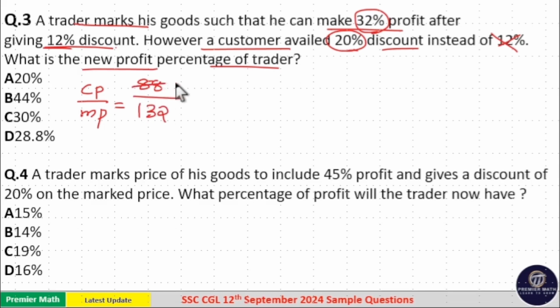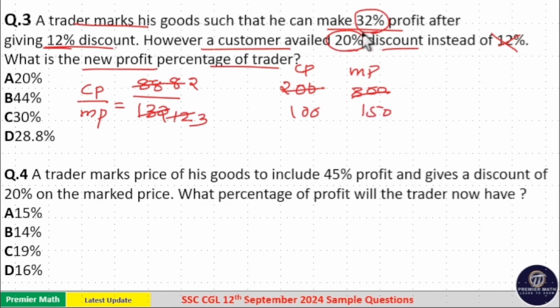Now if you take the ratio, 11 goes 8 times in 88, 11 goes 12 times in 132. 4 goes 2 times in 8, 4 goes 3 times in 12. That is, 2 is to 3 is the cost price and market price ratio. Consider cost price as 200, then market price as 3 into 100, 300. Now if you take the ratio, this is 100 and this is 150.